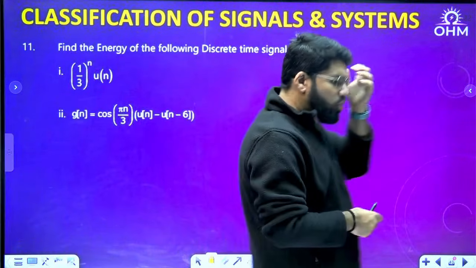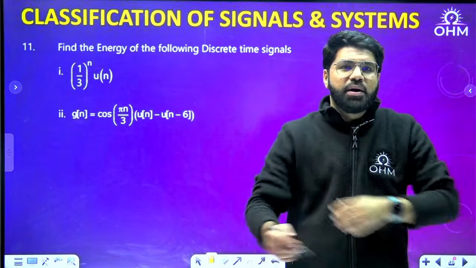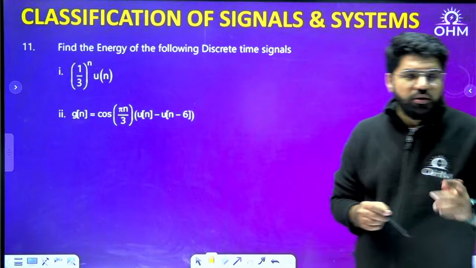Yes, Samukha, mostly next week onwards, you will see machines and power electronics also coming for EE core.